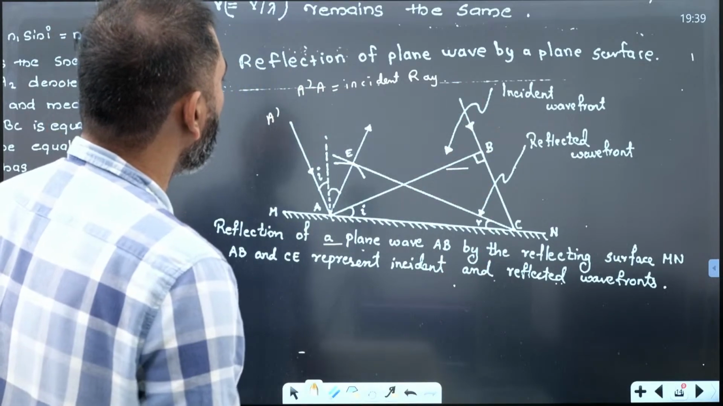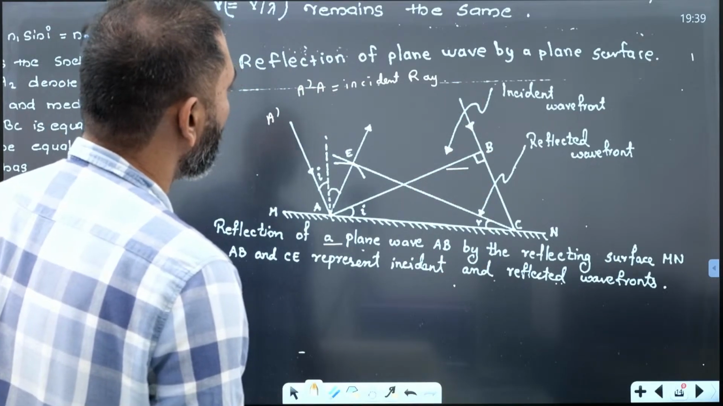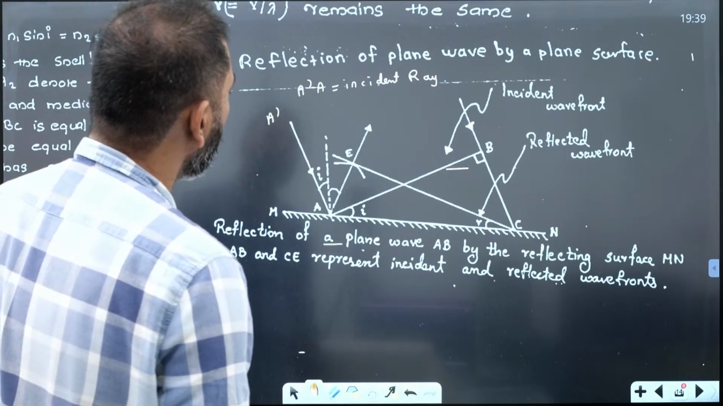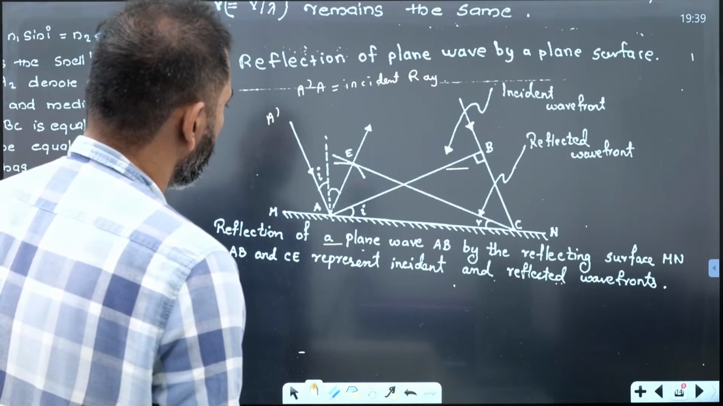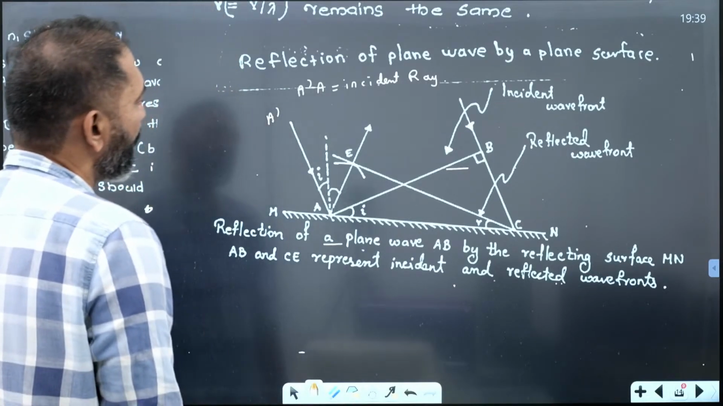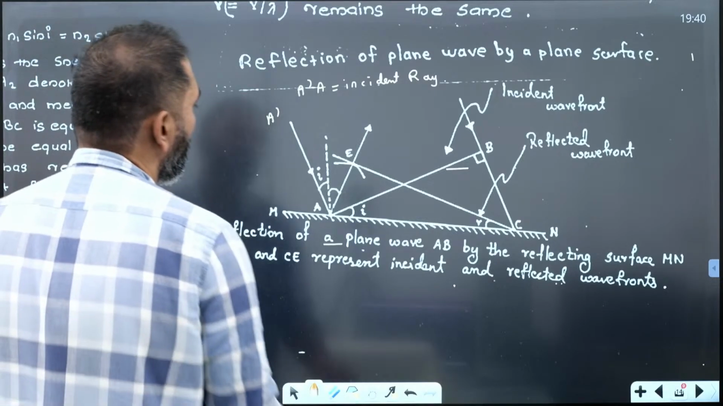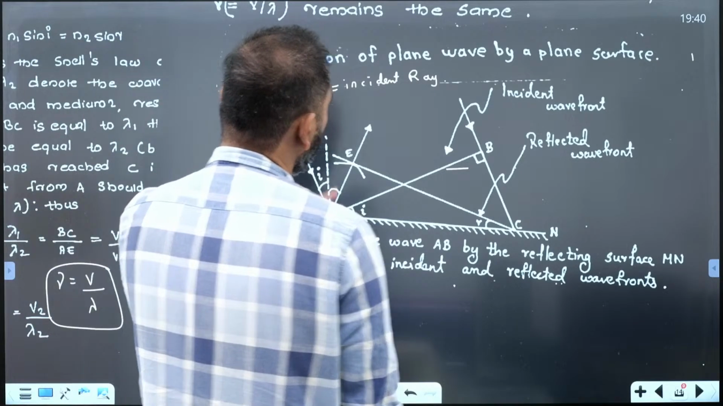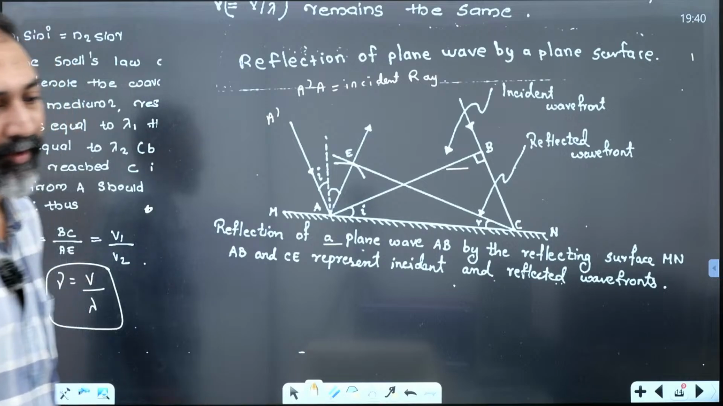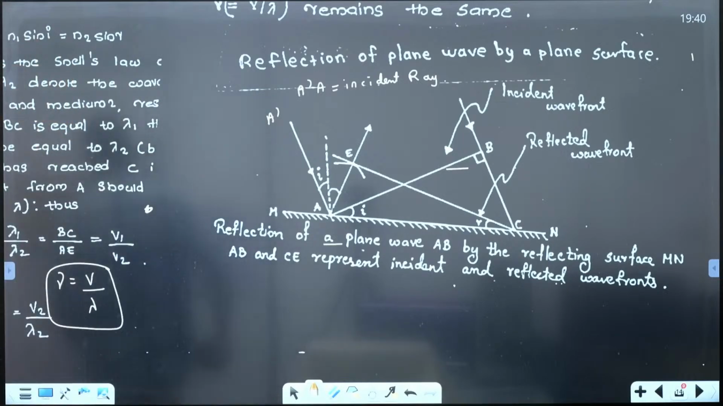What is AB? Incident wavefront. What is CE? Reflected wavefront. What is AE? AE is the reflected ray. Note here, draw the figure. The figure is very, very important.